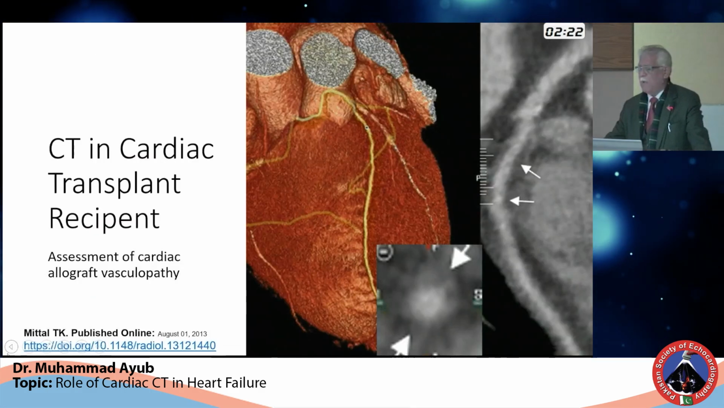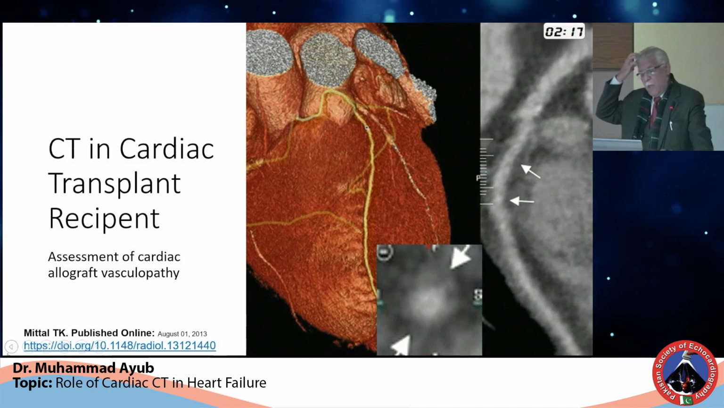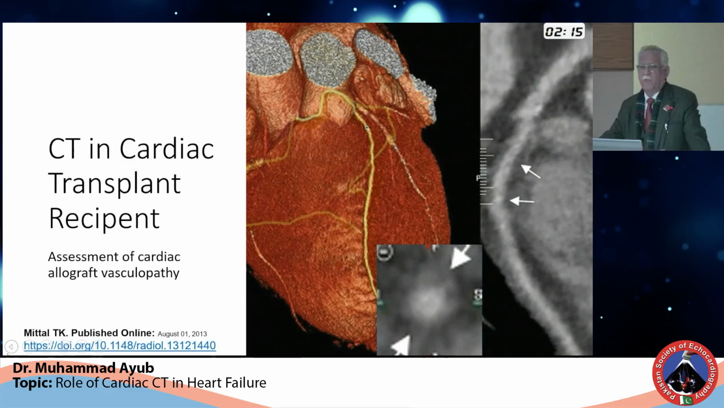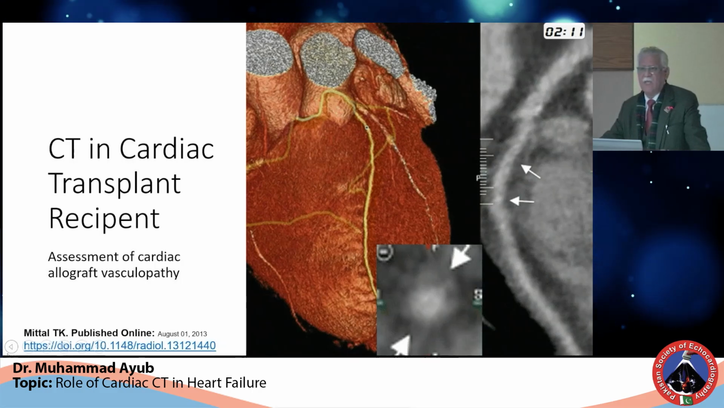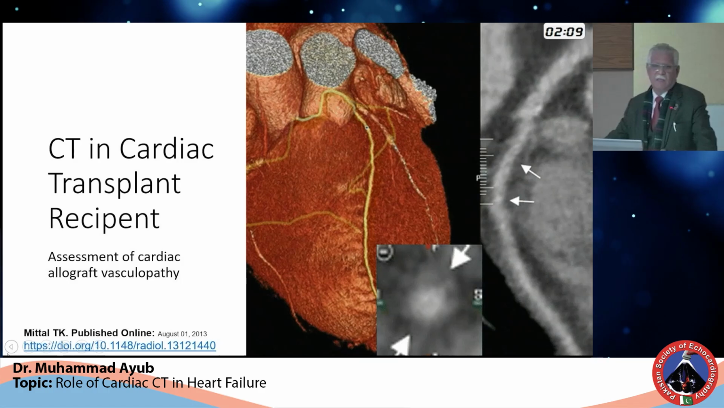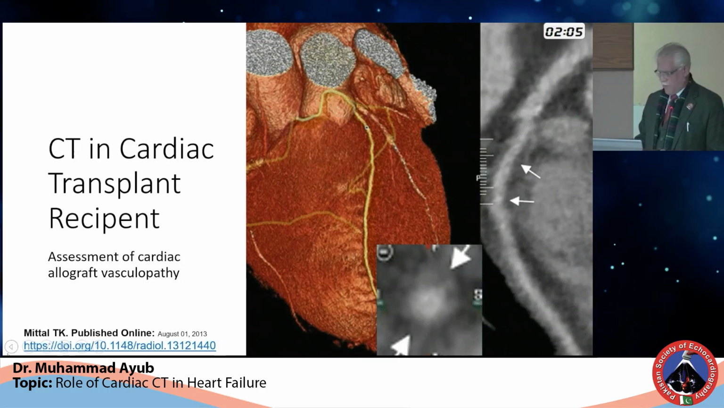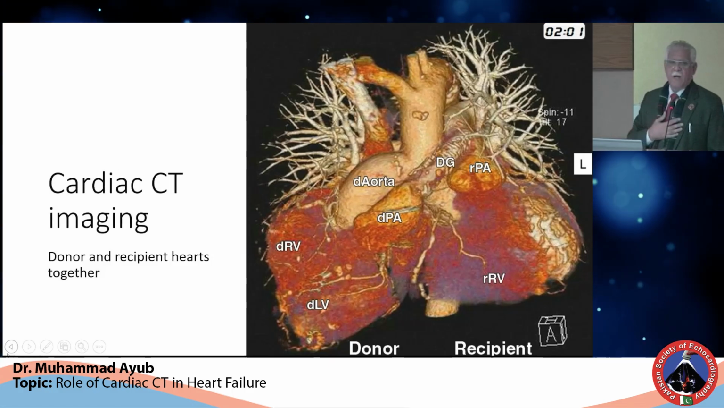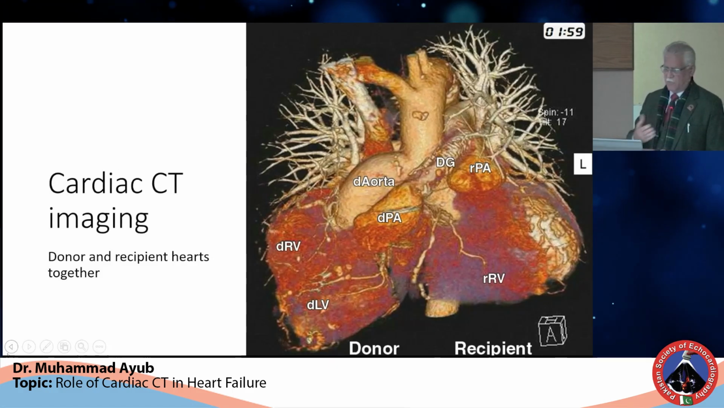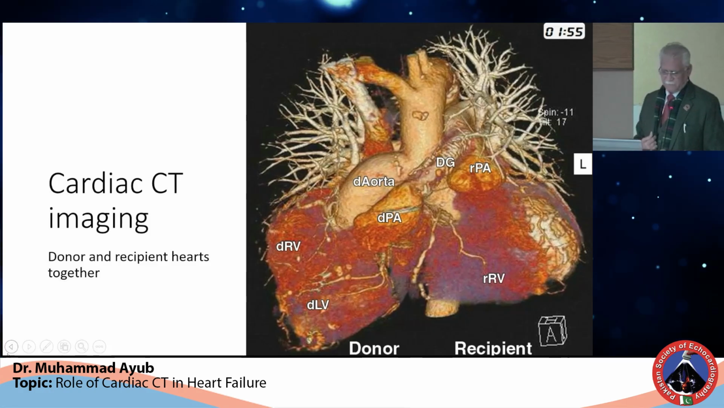Then it can be used for assessment of transplant recipients. After transplant, in patients with heart failure, coronary vasculopathy is accelerated, and CT can be used as a tool for assessment of these vessels. You can see the transplanted heart with cardiac CT. Here you see the donor and the recipient heart both together.